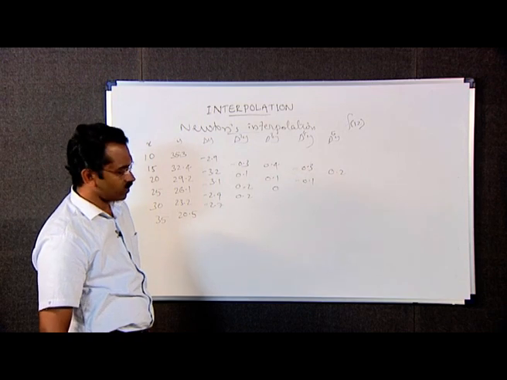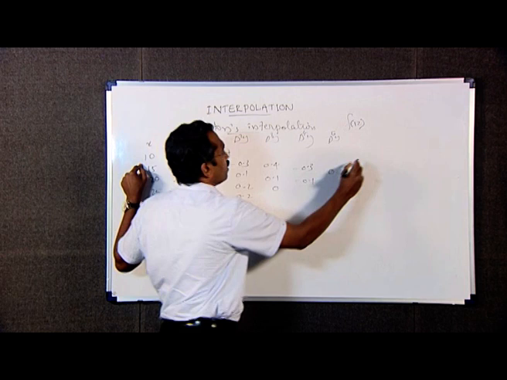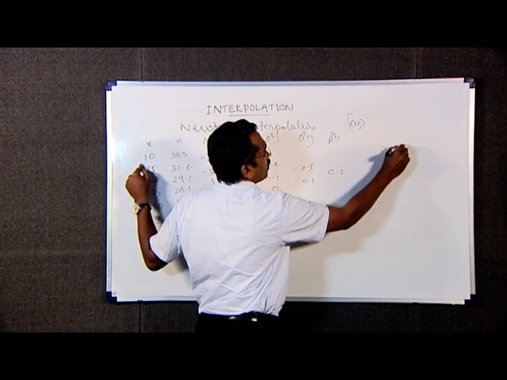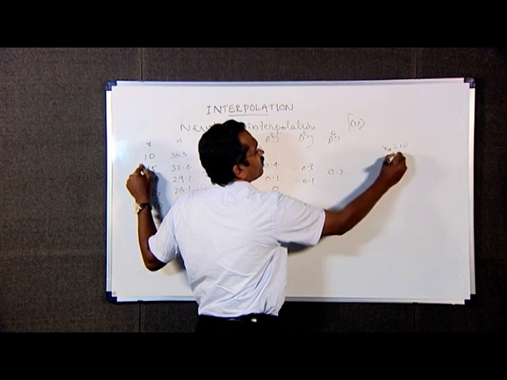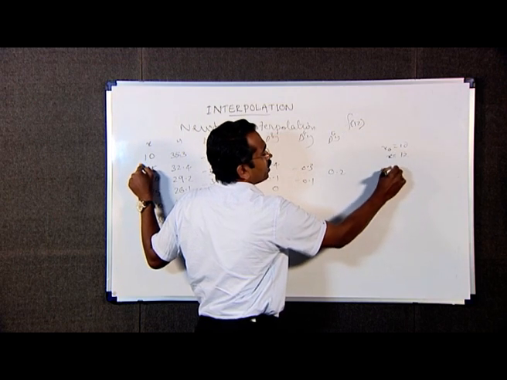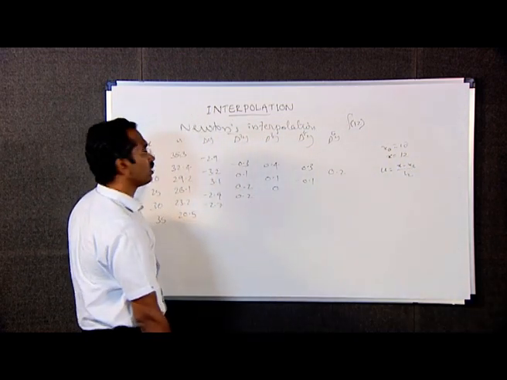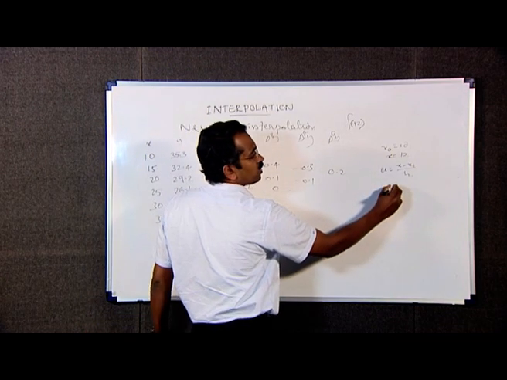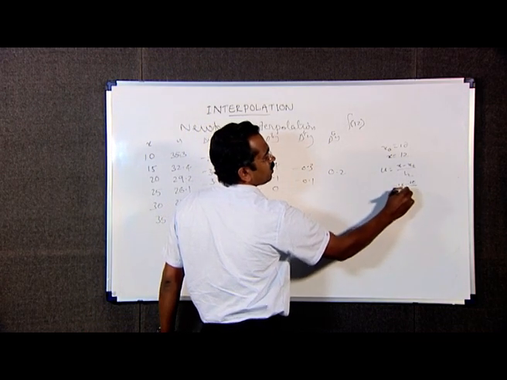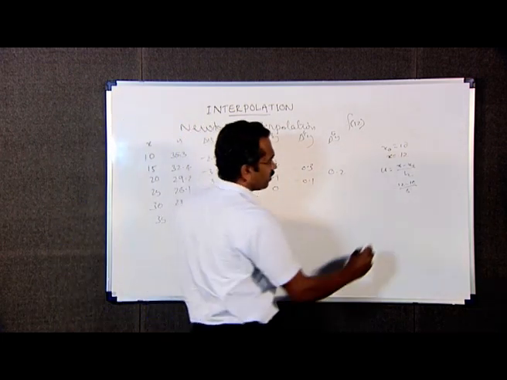Now, here x naught is equal to 10, x is 12. Therefore, u is equal to x minus x naught divided by h. Here h, the interval of differencing, is 5. Therefore, u is equal to 12 minus 10 divided by 5, that is 2 by 5, which is equal to 0.4.